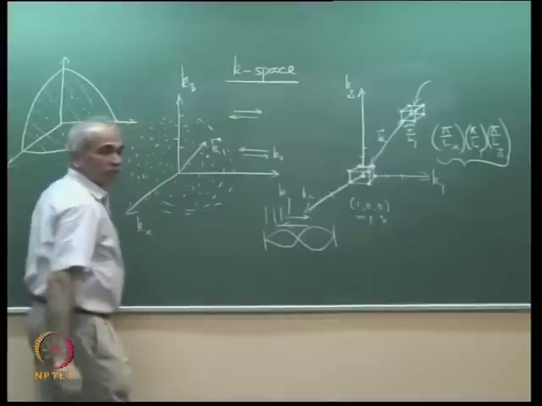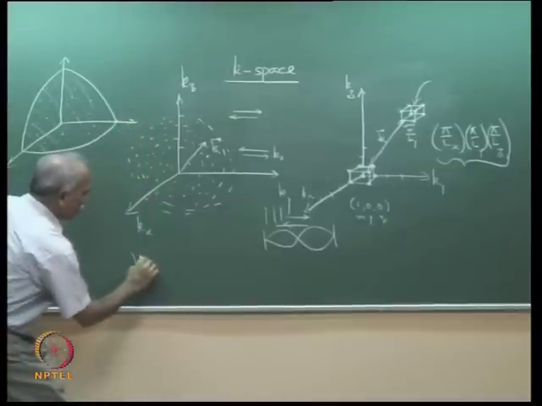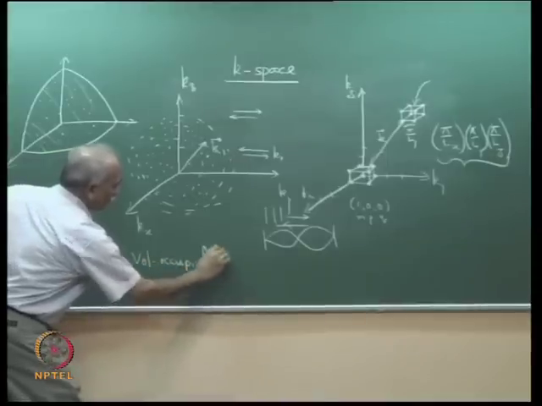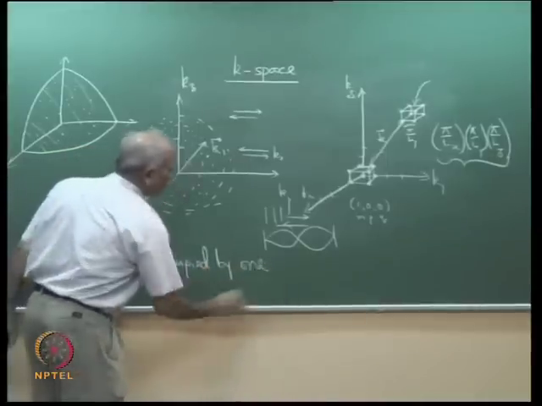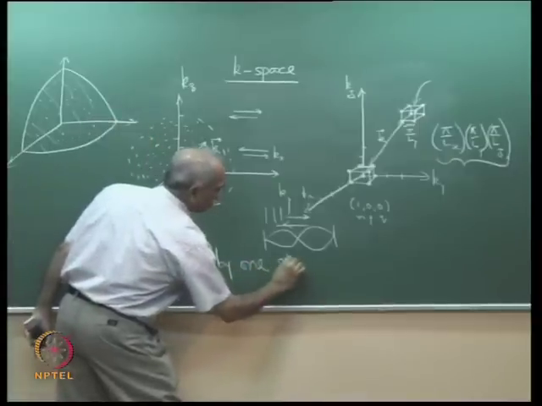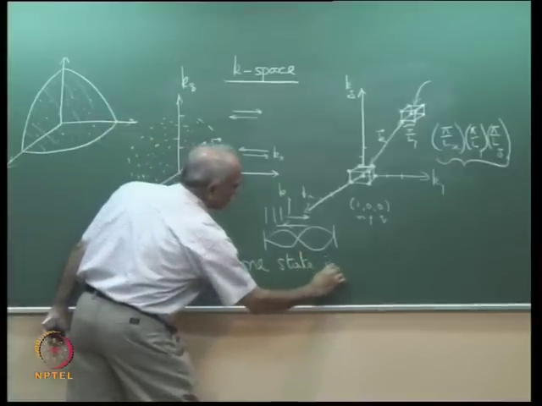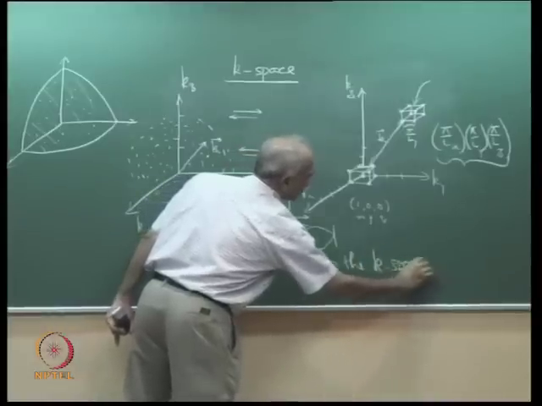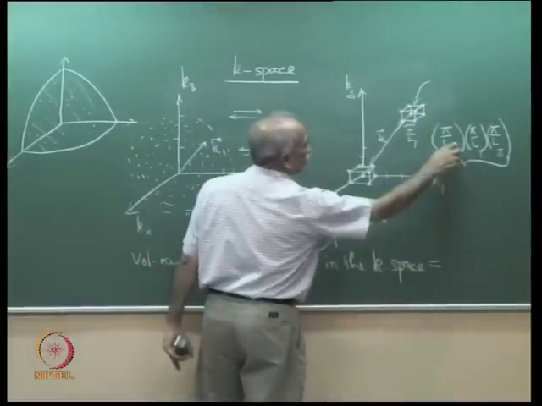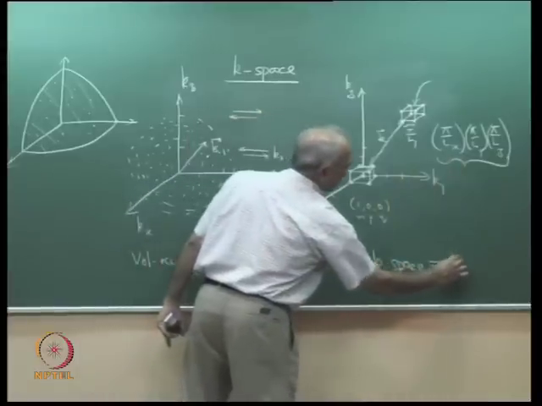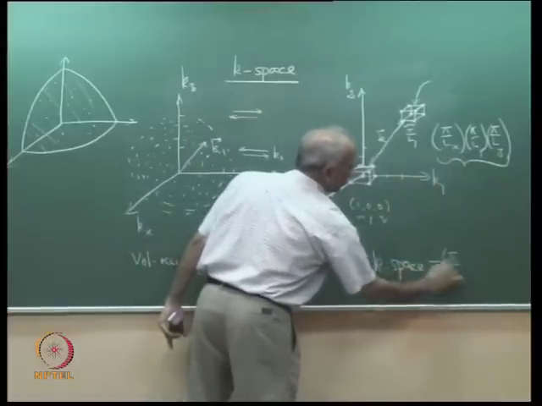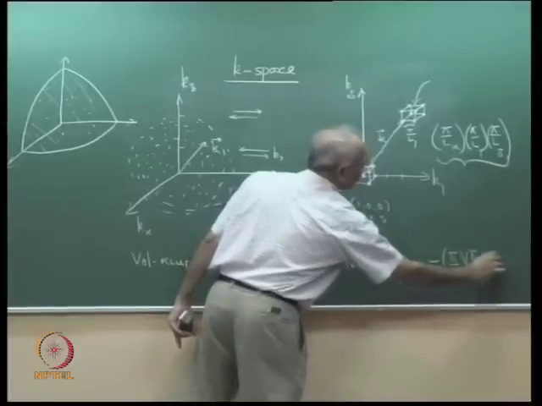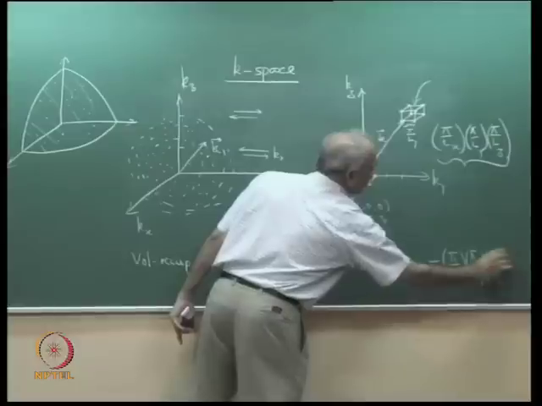So the statement is: the volume occupied by one state in the K space is equal to pi by Lx into pi by Ly into pi by Lz.